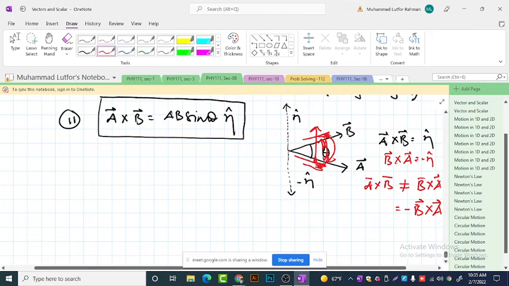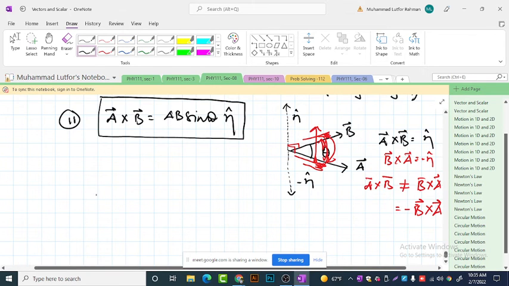And I say that A and B are not perpendicular to each other. Sometimes they could be, but most of the time they're not. But this eta hat must be separately perpendicular to both A and B. It has to be. This eta hat is perpendicular to A and also to the vector B separately.